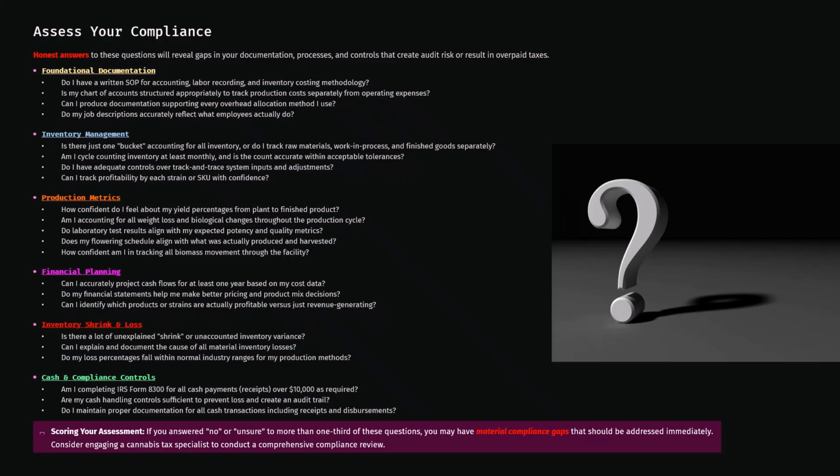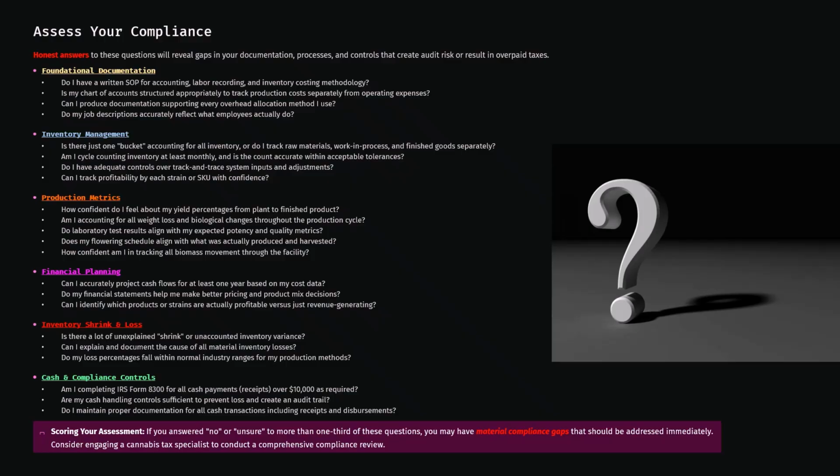Do lab results match what I expected? If your THC percentages or moisture levels are consistently off, it could be a production issue or a sign of bad data entry or product switching. Can I project cash flows for at least 12 months out? You can't operate on vibes. You need a forward-looking cash model that accounts for seasonality, tax payments, and capital needs.